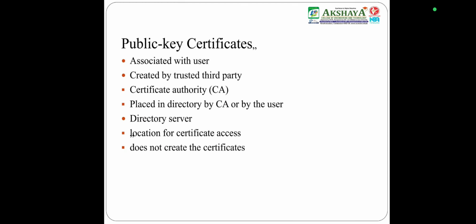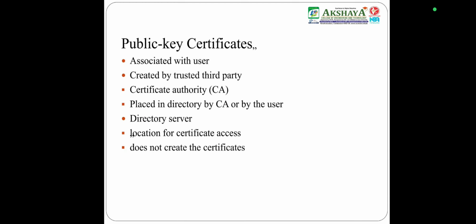Issuer unique identifier is an optional field which helps to identify a CA uniquely if two or more CAs have used the same issuer name. Subject unique identifier is an optional field which helps to identify a subject uniquely if two or more subjects have used the same subject name. Extension is one or more fields used in version 3. The extensions convey additional information about the subject and issuer keys.